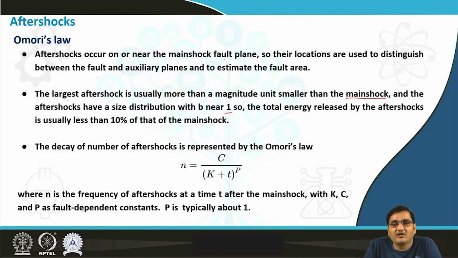The decay of the number of aftershocks is represented by Omori's law, and Omori's law says that the decay in the number of earthquakes, or you can say the frequency of the aftershocks at a time t, indicated by n, is equal to C divided by (k plus t) to the power P, where n is the frequency of the aftershocks at a time t after the main shock, with k, C and P being fault dependent constants, and P is typically about 1.